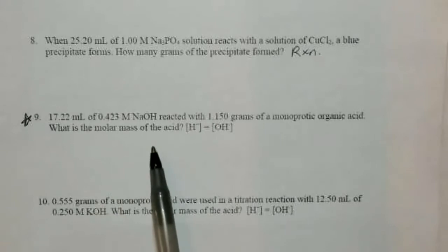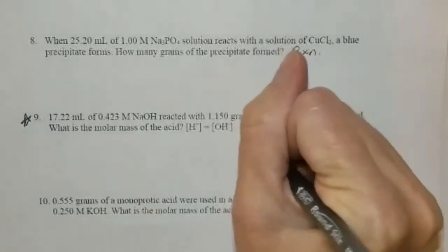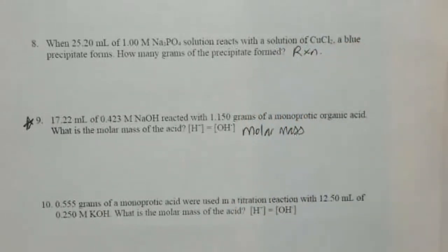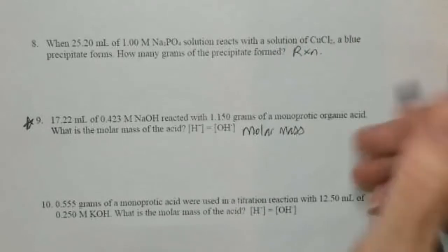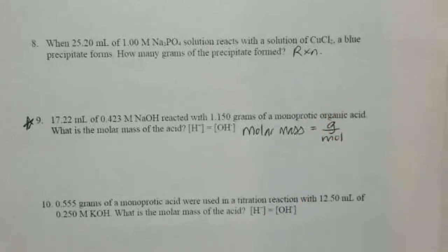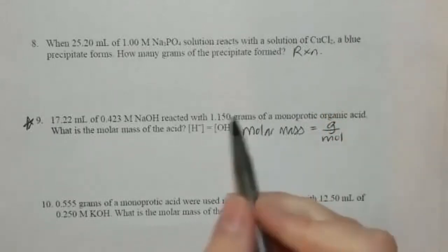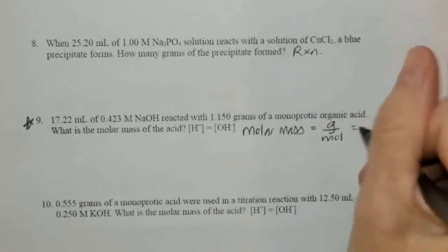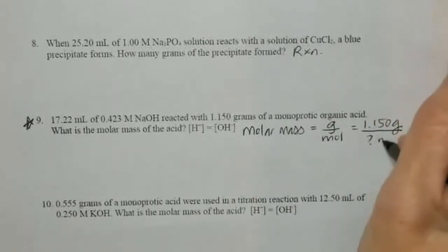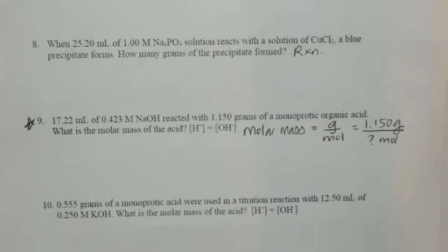So molar mass, what do we need for molar mass? In order to find molar mass without knowing what the actual acid is, we can't go to the periodic table and figure it out. Molar mass is defined as the grams per mole. That's how we know molar mass. And what I know at this point is I have 1.150 grams of the acid. The question is, how many moles of that do I have?